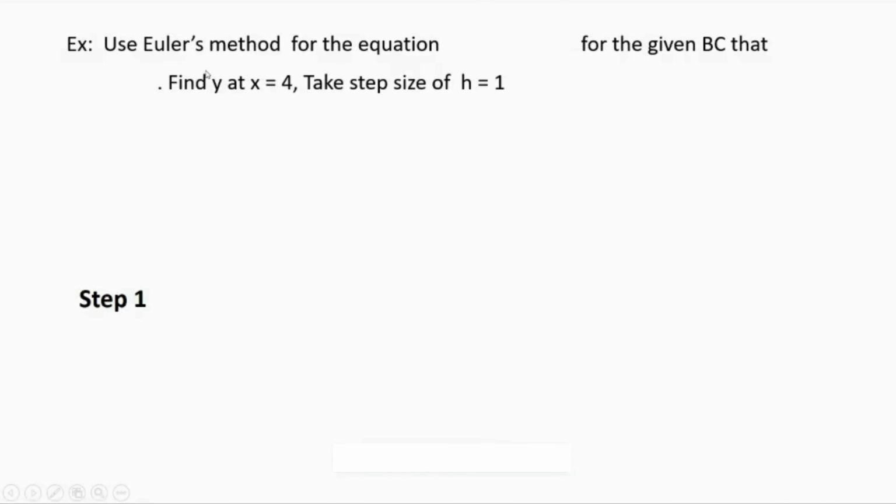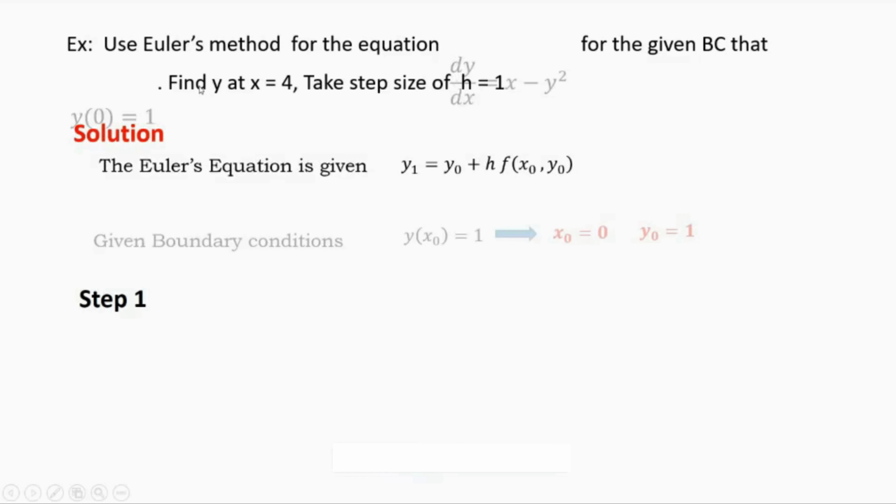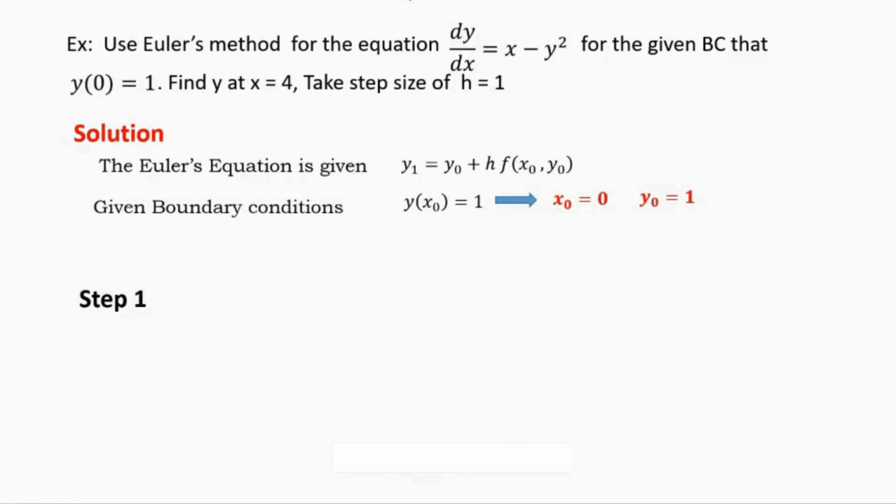So use Euler's method for the equation. So this is the equation. I think the equation is not okay. So the equation is dy by dx is equal to x minus y square for the given boundary condition, and this is the given boundary condition. Find the value of y at x is equal to 4. Use step size h is equal to 1.